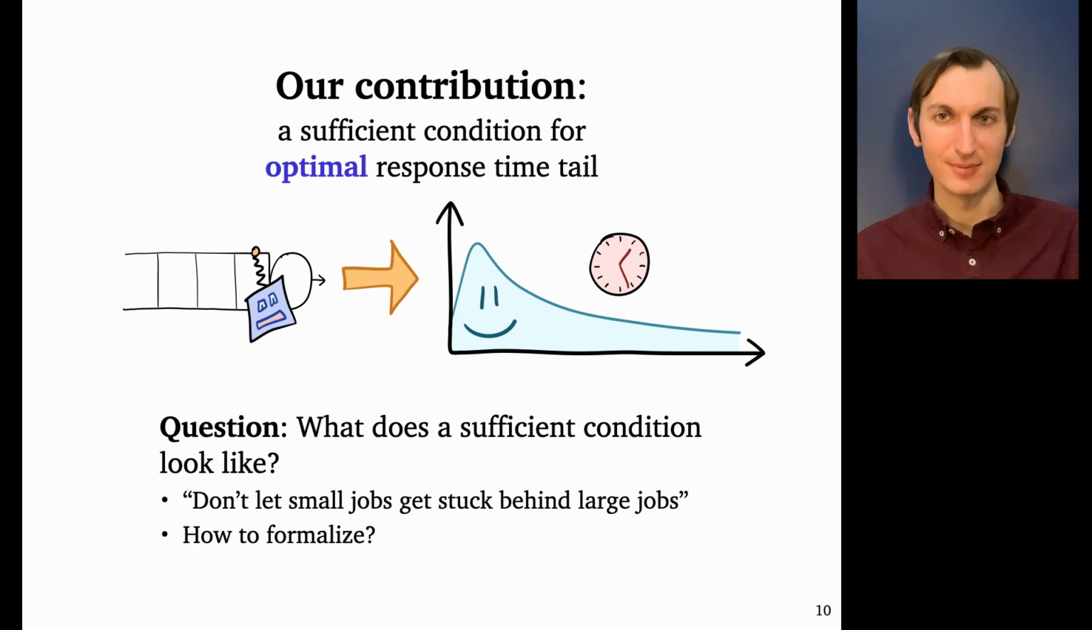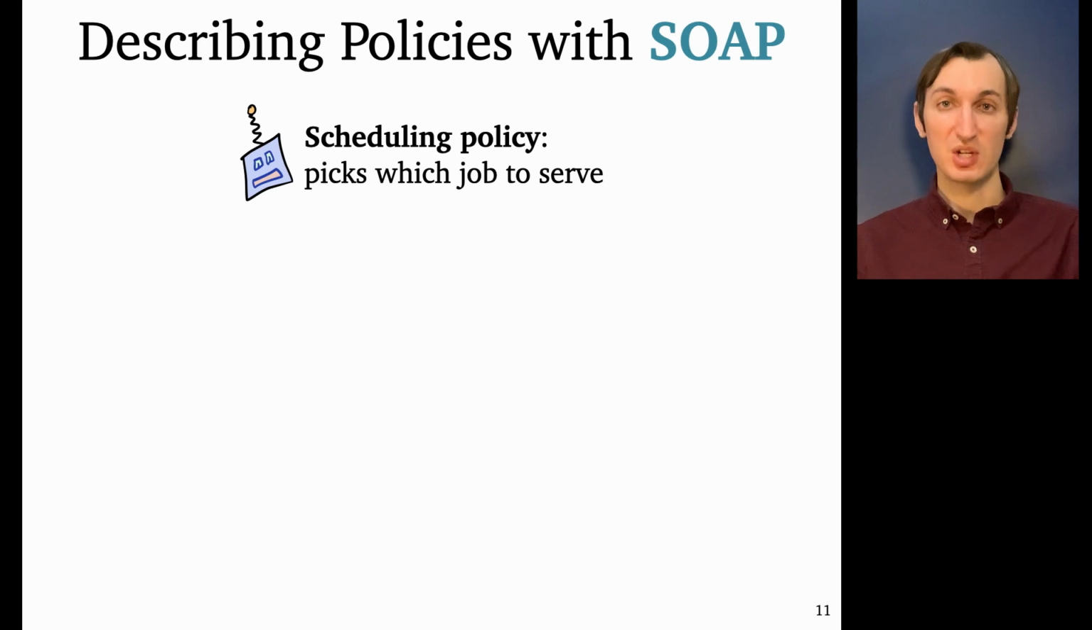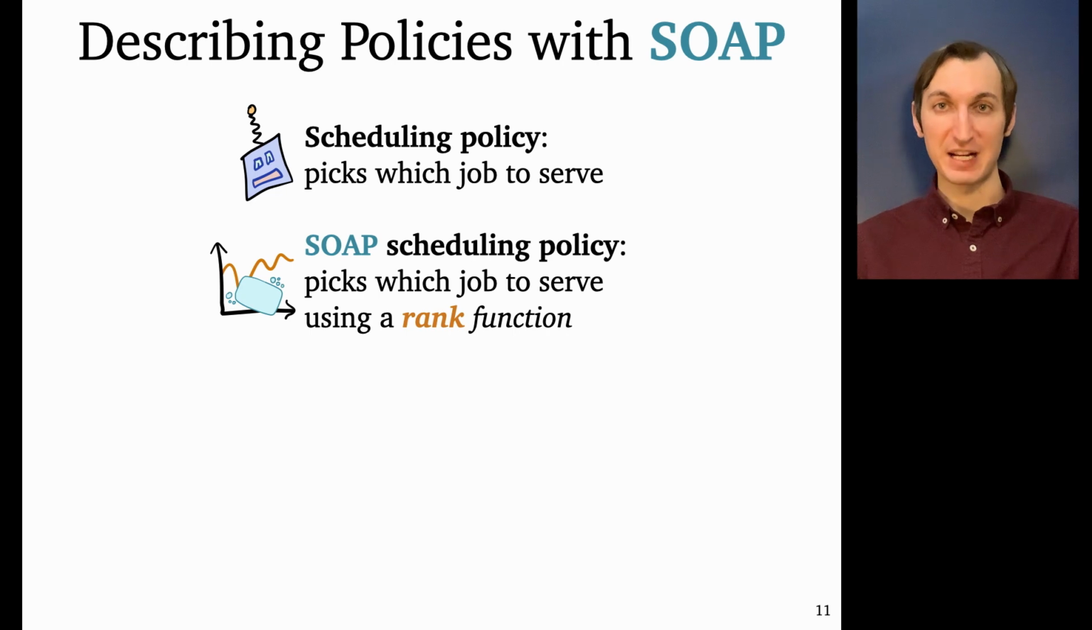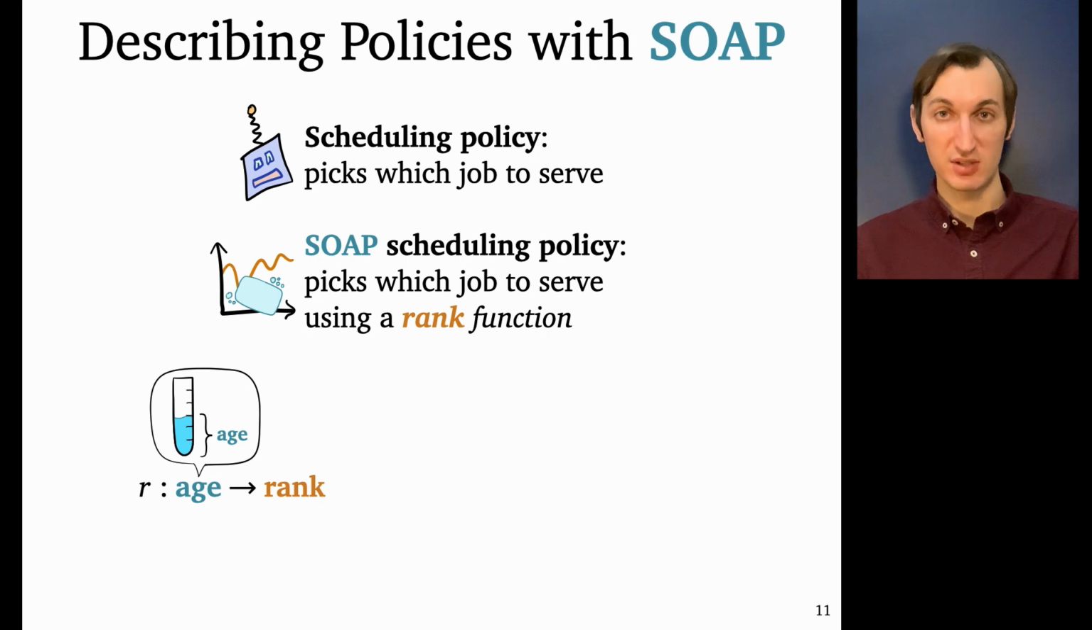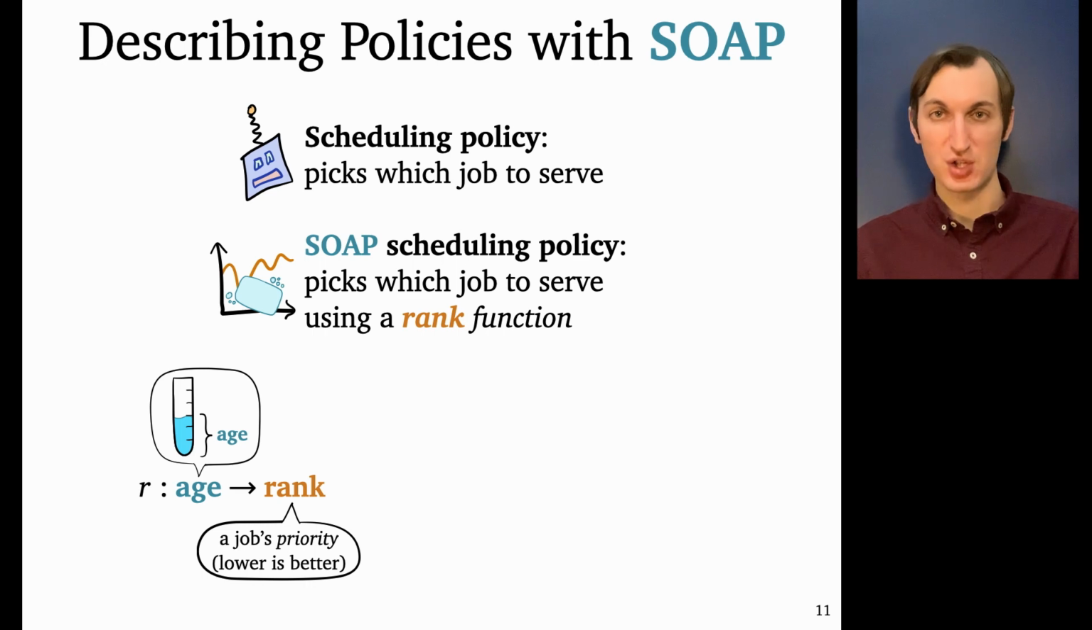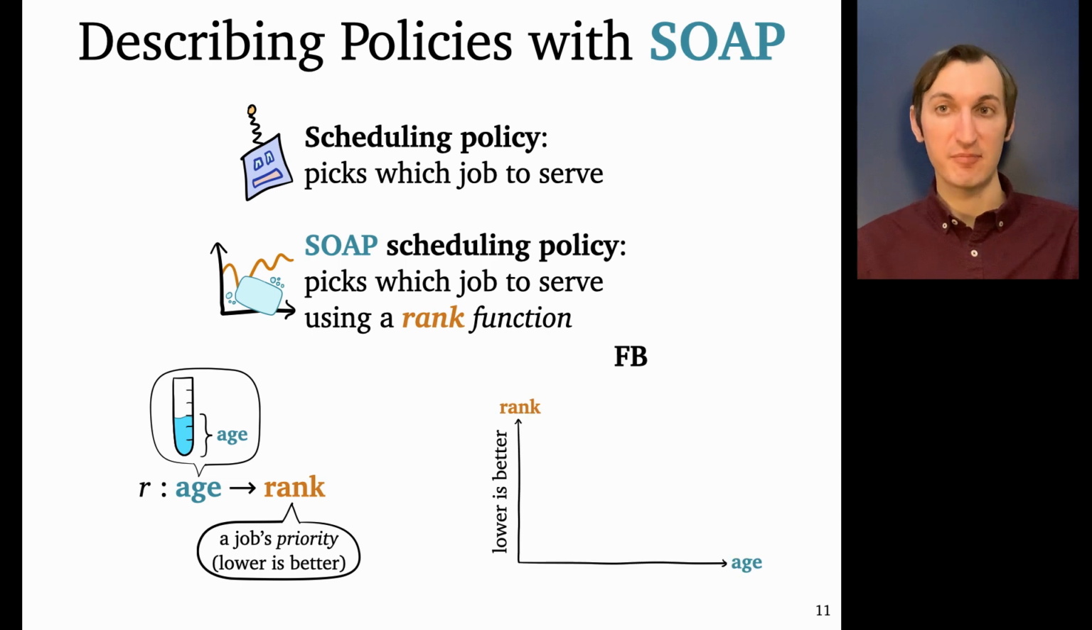Our first idea is to narrow our focus a bit. We're going to narrow from all scheduling policies to a class of policies called SERP policies. SERP policies pick which job to serve in a particular way, using what's called a rank function. We use a rank function to map each job's age, that is, service attained so far, to a priority called its rank. A rank is just a number, where lower rank means better priority. As an example, FB is the policy that always serves the job of least age.